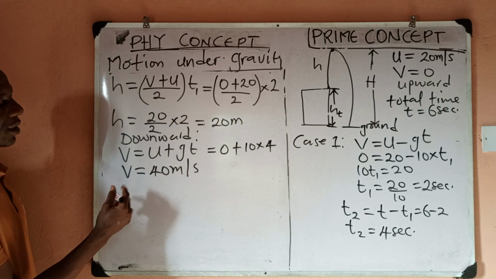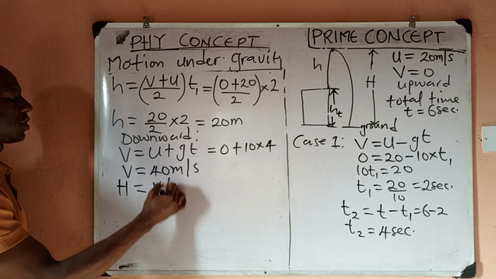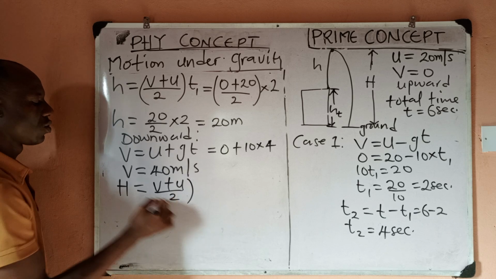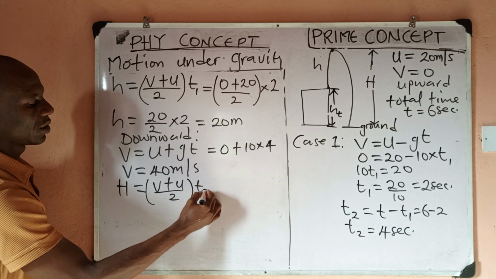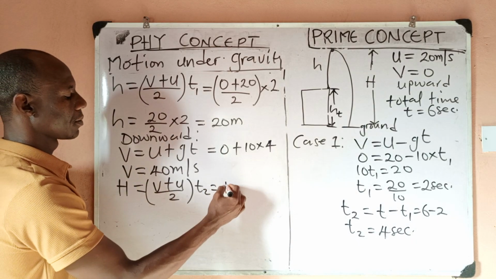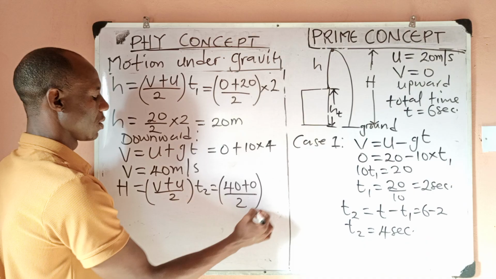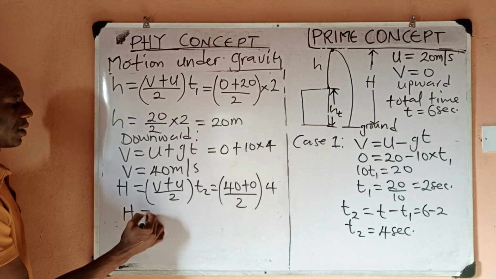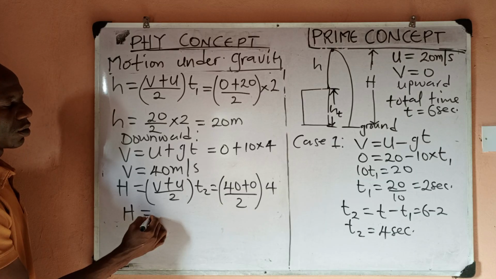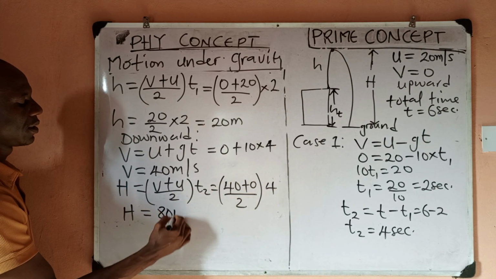Now I want to find that total height. It's going to be h, using this formula still, v plus u by 2 times time. Total time now is t2. So I have v, 40 plus 0 divided by 2 times t2, which is 4. So my capital H becomes, this and this is 2, times this is 8. So I have 80 meters.